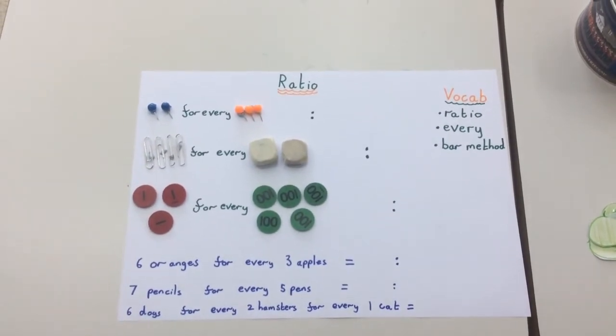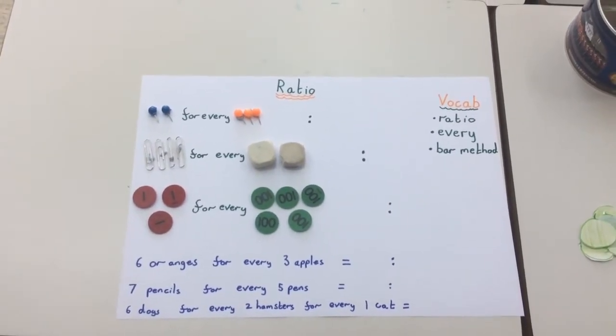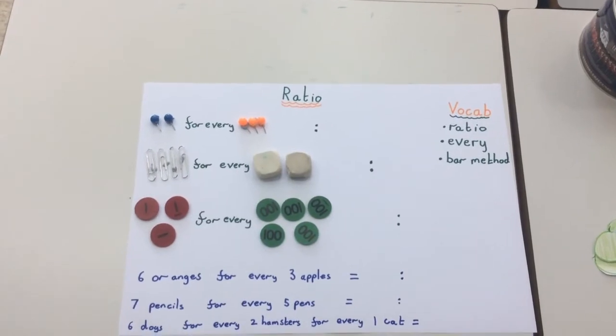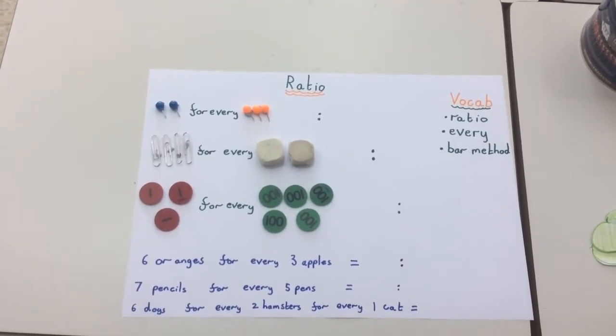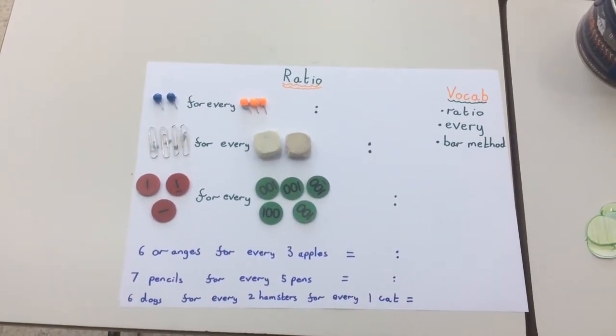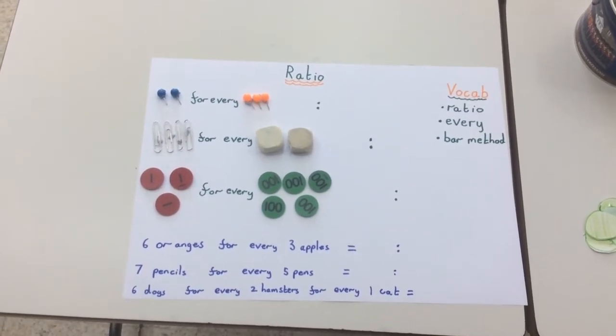Ratio is how many of different things we have when we keep doing the same thing. So how many of each different thing we have when we keep repeating the same thing. So let me show you.